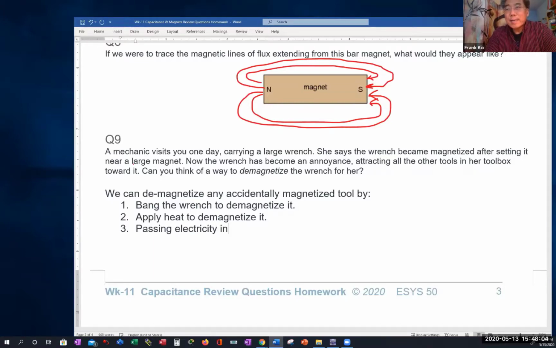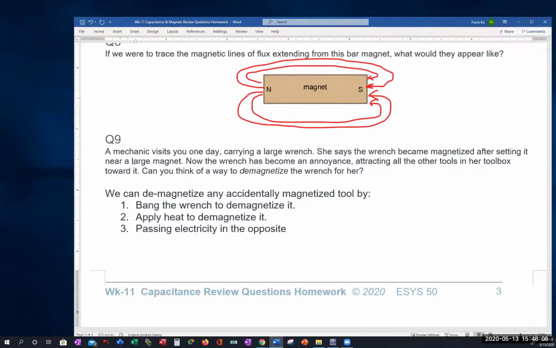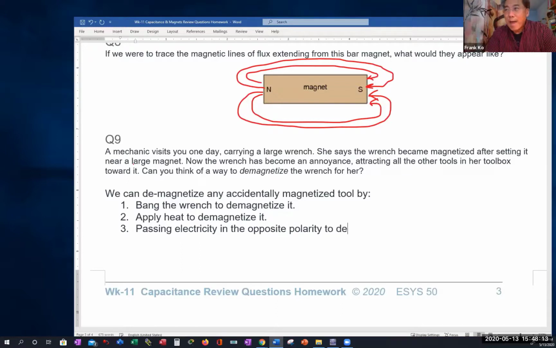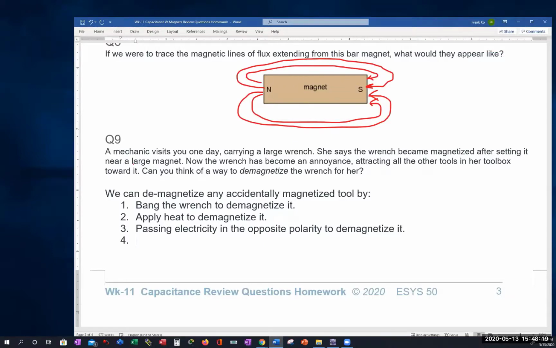Passing electricity in the opposite direction, in the opposite polarity, to demagnetize it. What else did you find? How would you do number 3, like in person, like on a wrench?